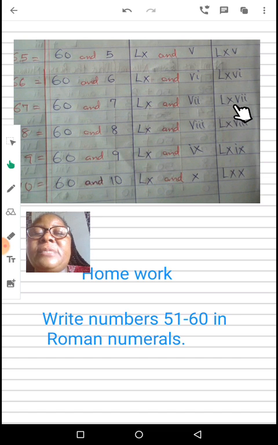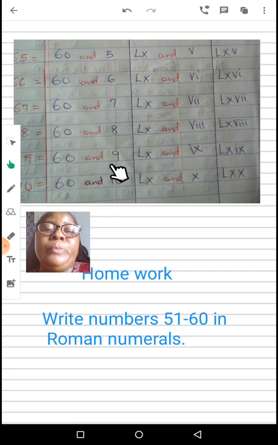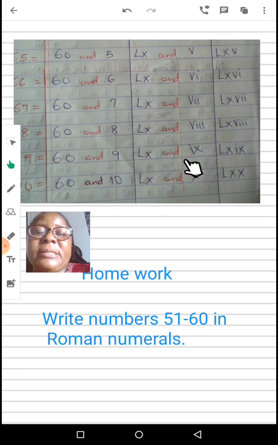LXVII is 67. And 68 is 60 plus 8. Then 60 is LX and 8 is VIII. Bring them together, it will give you LXVIII. 68. 69. Is somebody with me? Yeah, I know. Champions will say 69 means 60 plus 9. That is LX is 60 and 9 is IX. Bring them together in Roman numerals. 69 is LXIX.